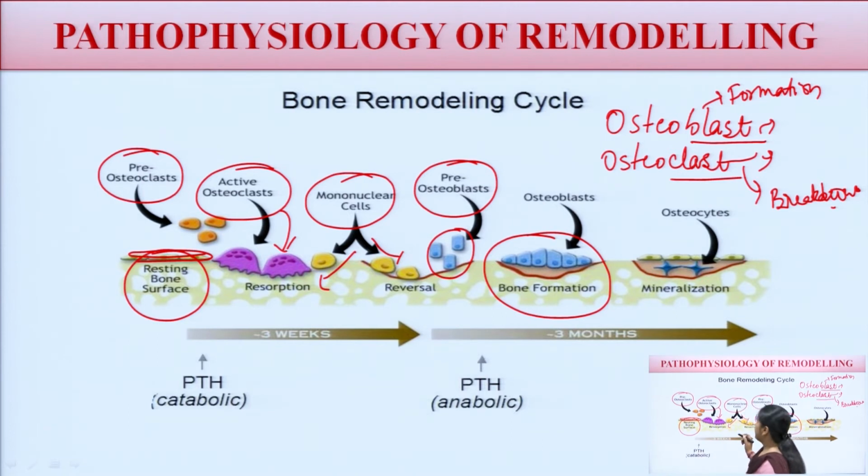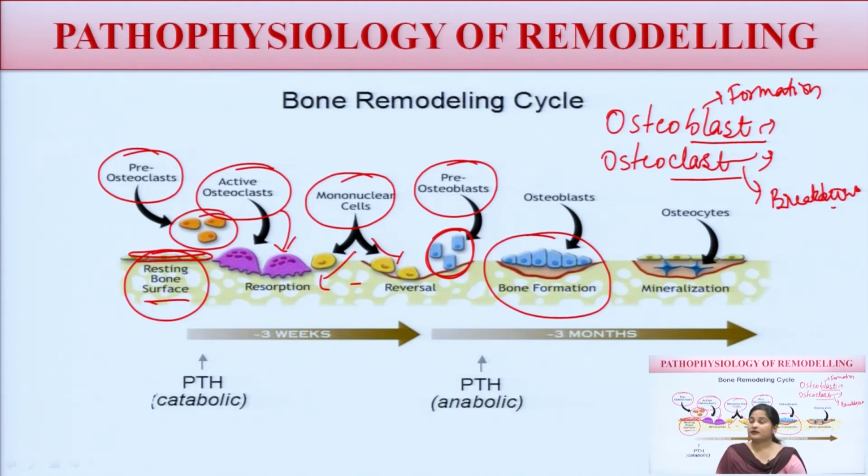So the pre-osteoclast is trying to restore the bone surfaces, then osteoclasts are active because of remodeling, and these are mononuclear cells. Then these cells will try to form the new bone, that is, the formation of new bone.